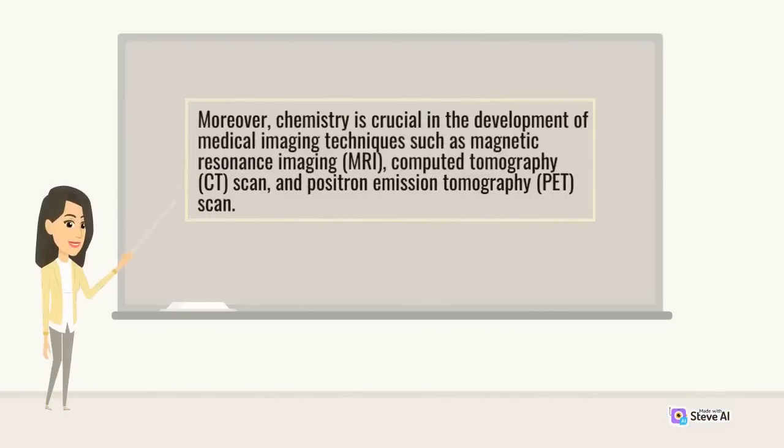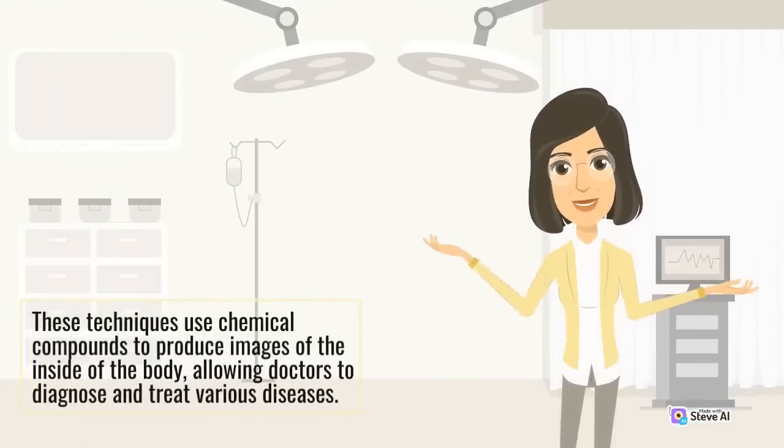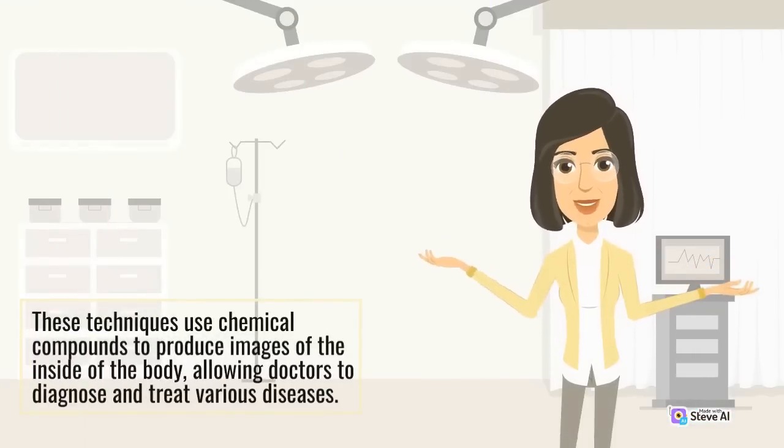Moreover, chemistry is crucial in the development of medical imaging techniques such as magnetic resonance imaging, MRI, computed tomography, CT scan, and positron emission tomography, PET scan. These techniques use chemical compounds to produce images of the inside of the body, allowing doctors to diagnose and treat various diseases.